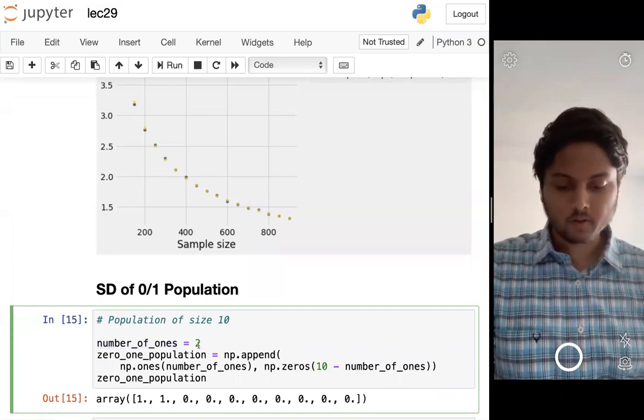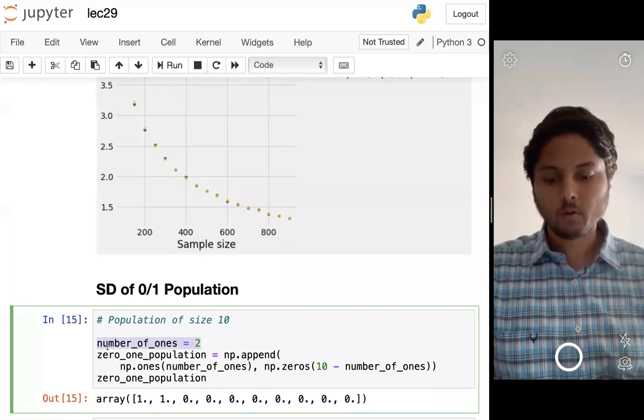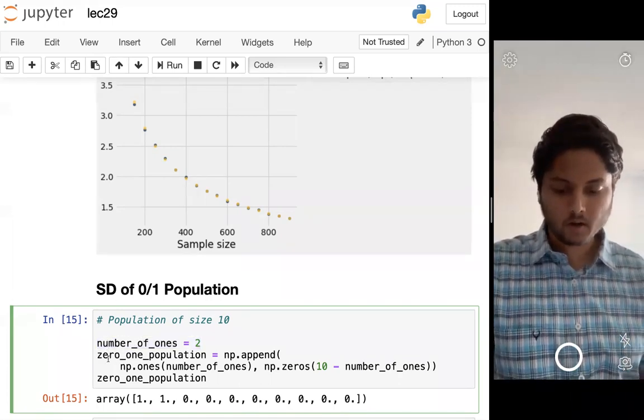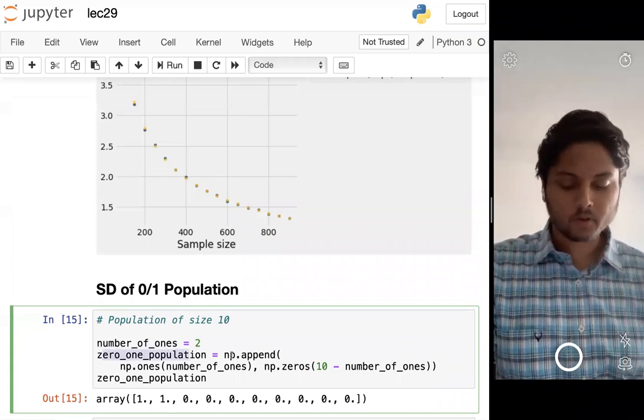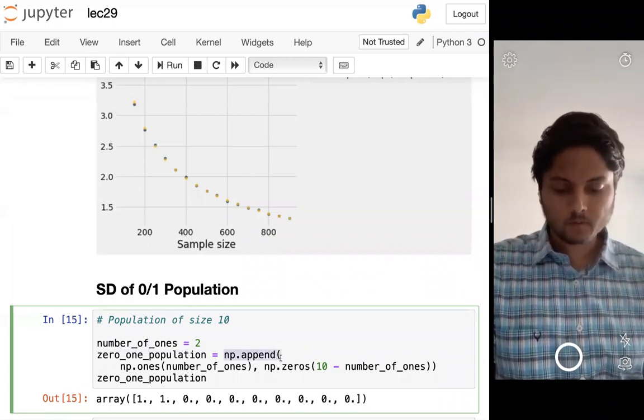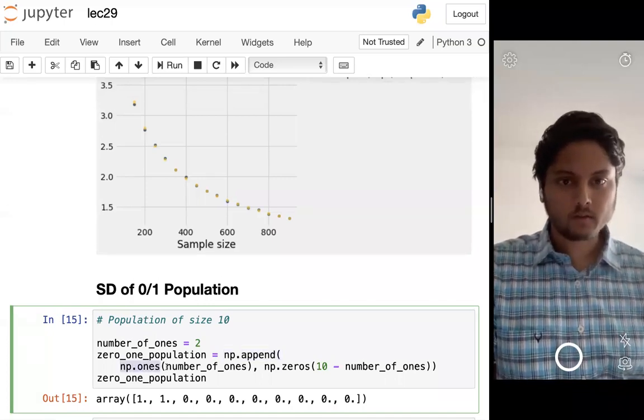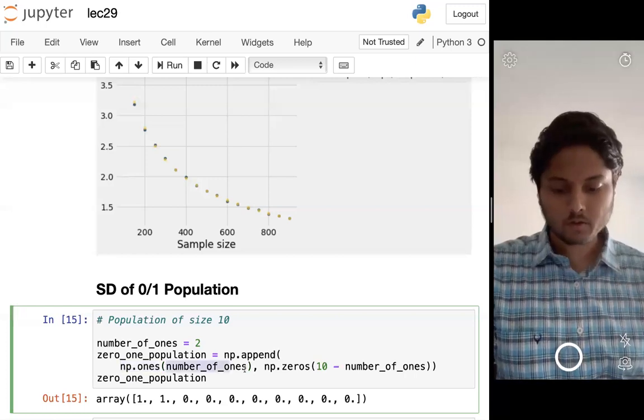So for example, if we do 2 as the number of ones, then it's going to create a population that has 2 ones and 8 zeros. And so how do we do that? We're going to say 0-1 population, that's going to be a population, contains 2 arrays. So it's going to contain np.ones. So it's like, how many ones do you want? We just want 2 ones in this case.